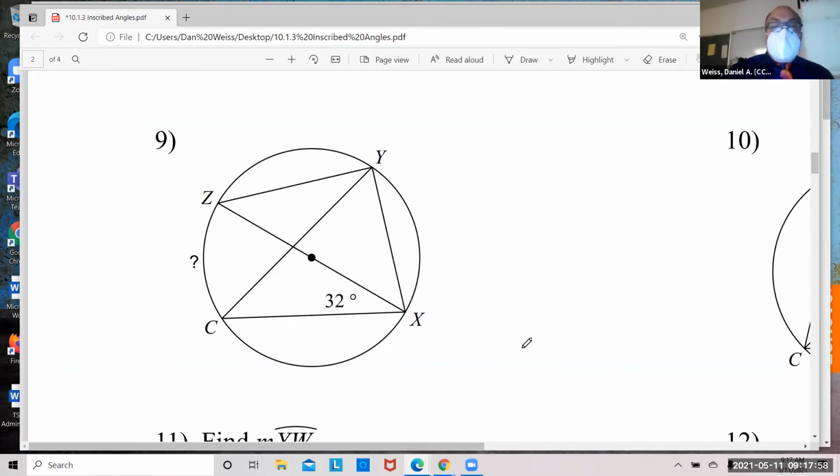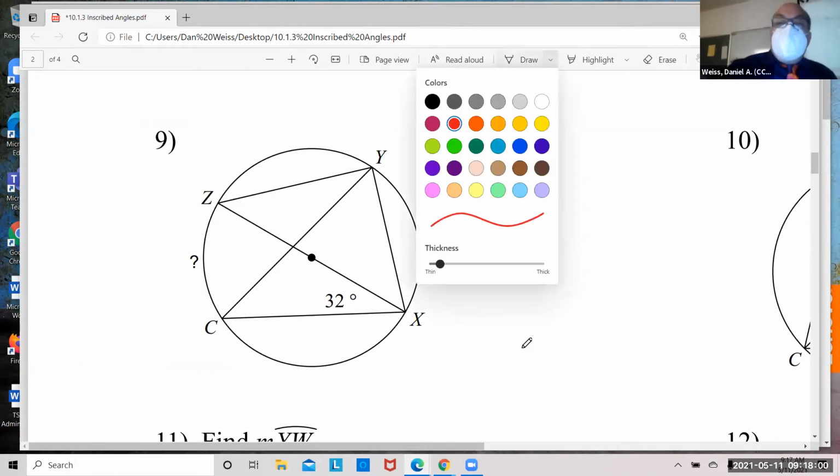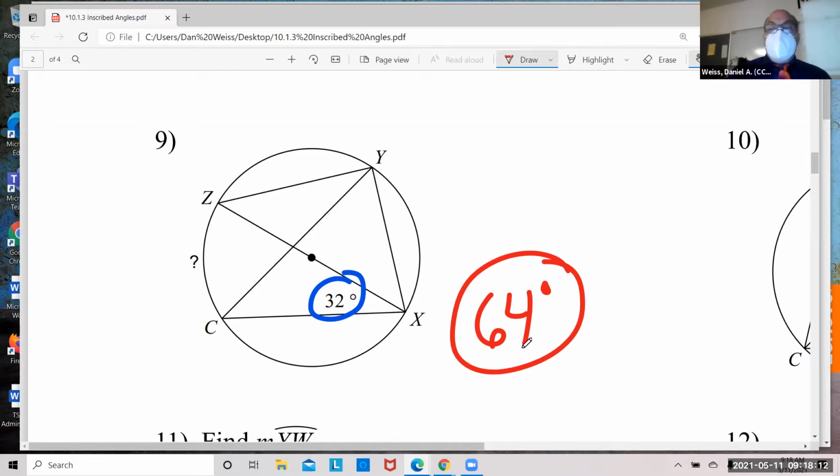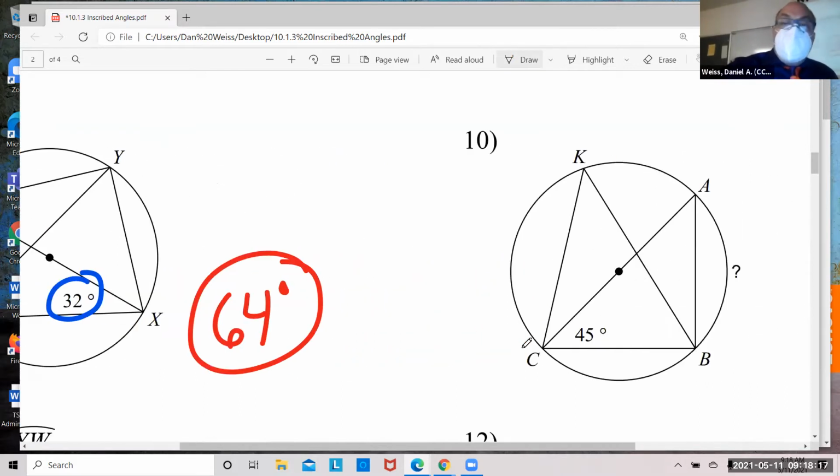Okay. I have 32 degrees here. That's the angle. How do I find the arc? Double it. 32 times 2, 64 degrees. Use your calculator if you want. You don't have a calculator? Use the one on your computer.